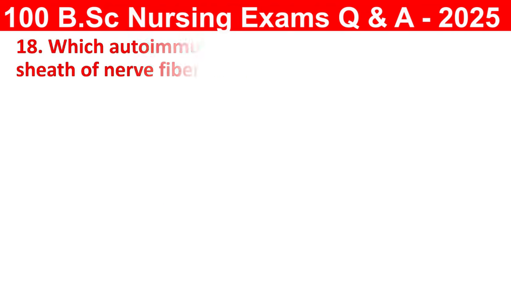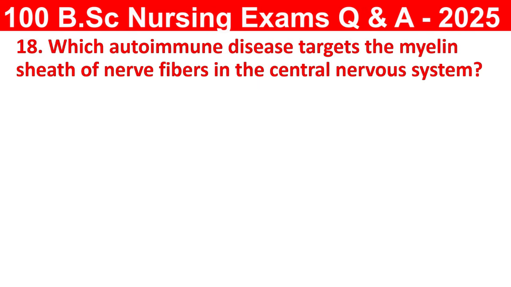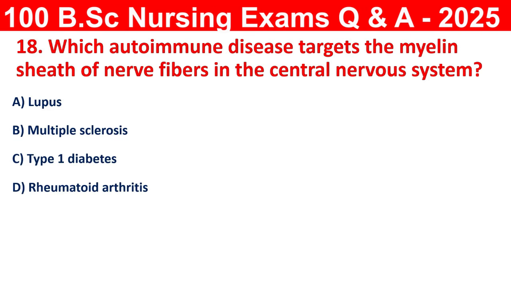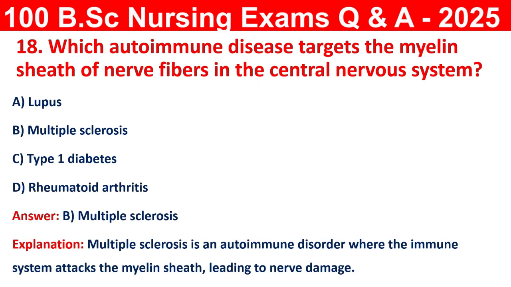Question number 18. Which autoimmune disease targets the myelin sheath of nerve fibers in the central nervous system? Your options are lupus, multiple sclerosis, type 1 diabetes, or rheumatoid arthritis. The correct answer is B, that is multiple sclerosis. Multiple sclerosis is an autoimmune disorder where the immune system attacks the myelin, leading to nerve damage.